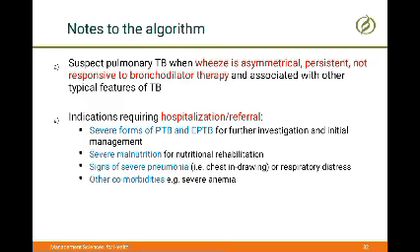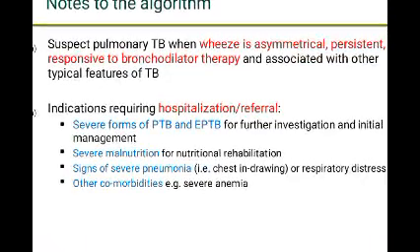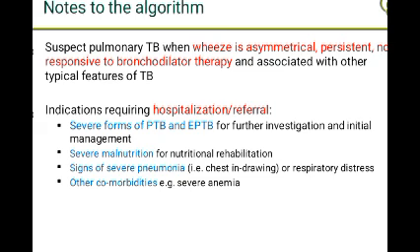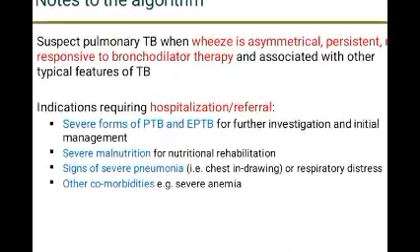Note to the algorithm: suspect pulmonary TB when wheeze is asymmetrical, persistent, not responsive to bronchodilator therapy and associated with other typical features of TB.